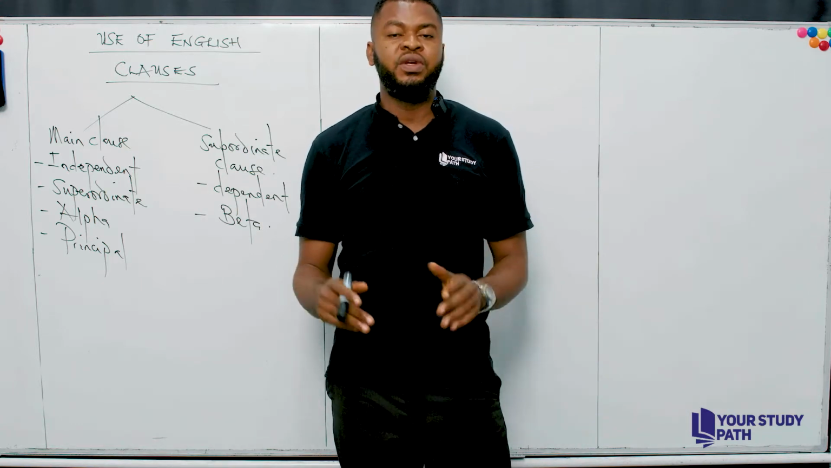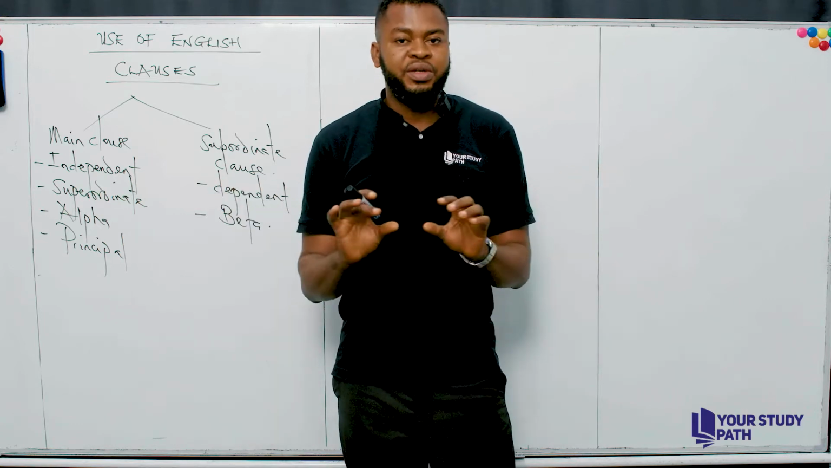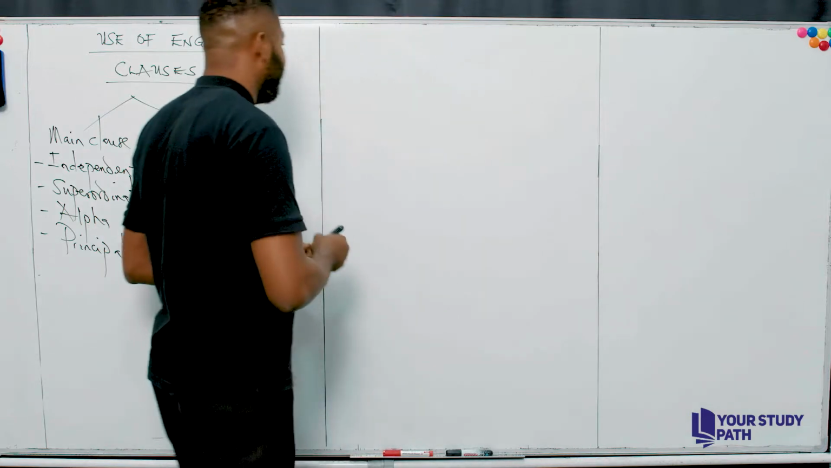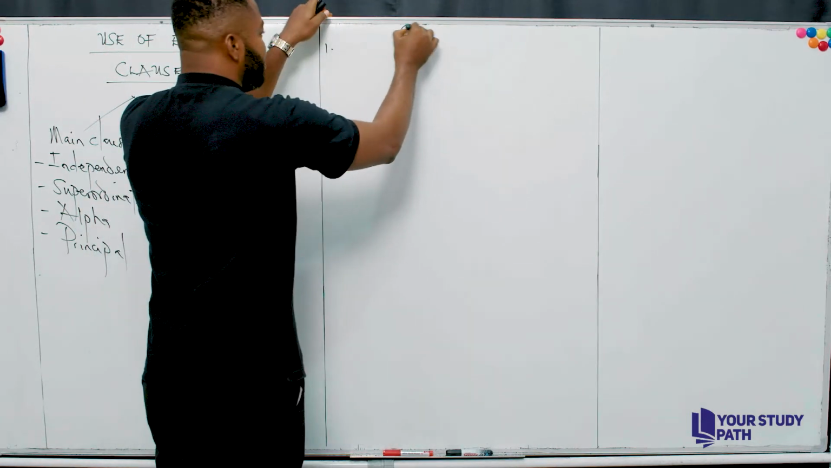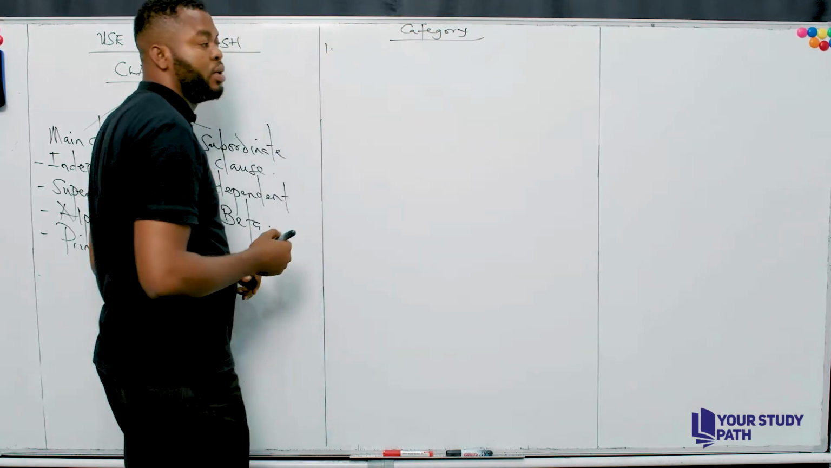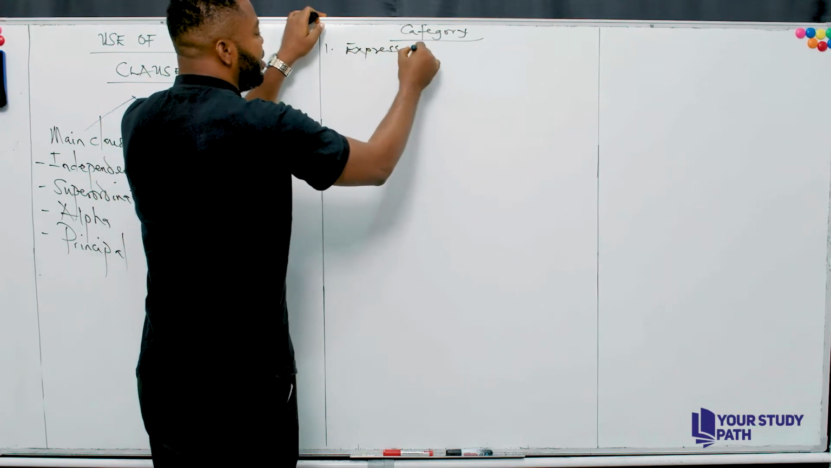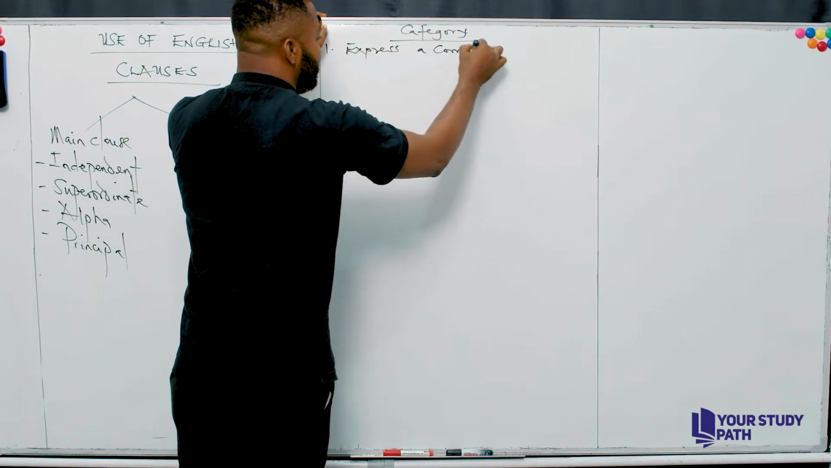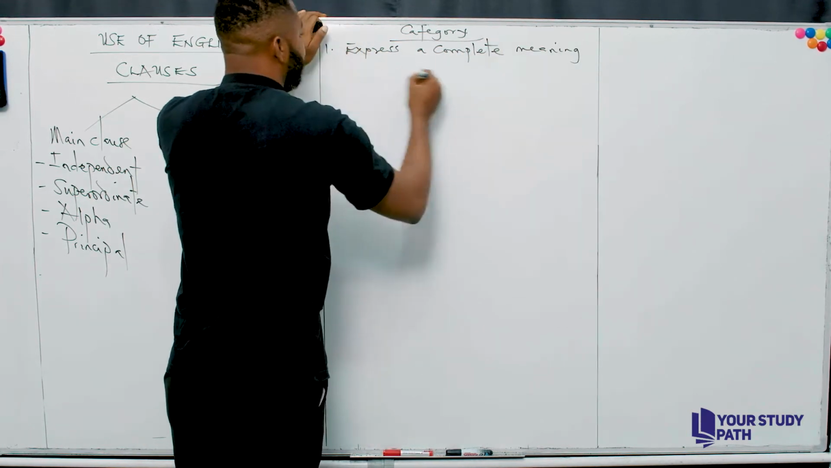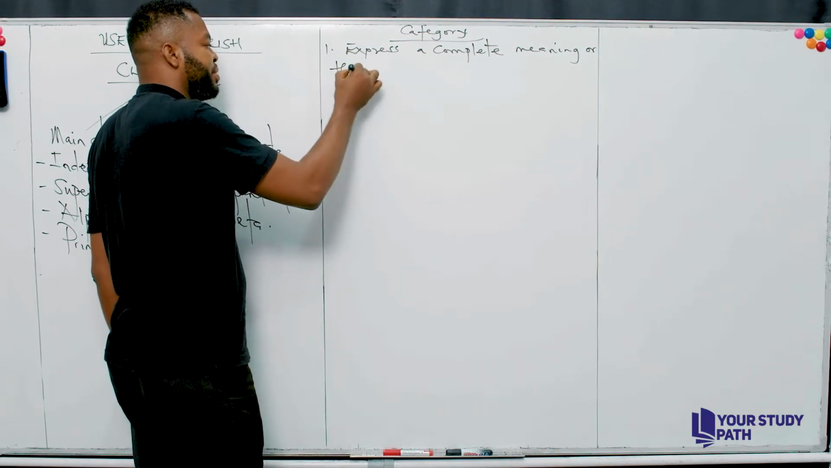So what is the main clause? A main clause is a group of words which express a complete meaning. All right, that's a category. So for you to identify a main clause, what are the categories that would enable you to identify a main clause? The first thing is it must be able to express a complete meaning or thoughts. Can you see? So you must be able to express a complete meaning or thoughts.